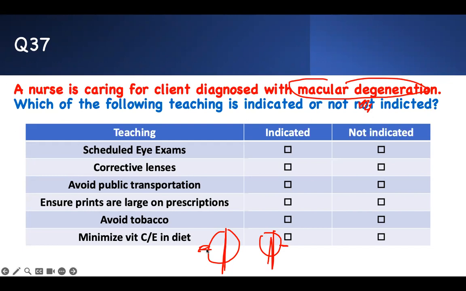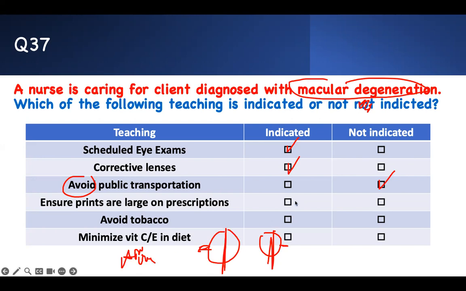Because of that, we don't want them to completely lose their vision. They need to have regularly scheduled eye exams. They need to have corrective lenses. We want them to stop driving because it's a safety problem. They should not avoid public transportation. That's best for them. That's the safety net, because they have macular degeneration. It's due to hypertension and vascular problems. So they should be taking the metro.